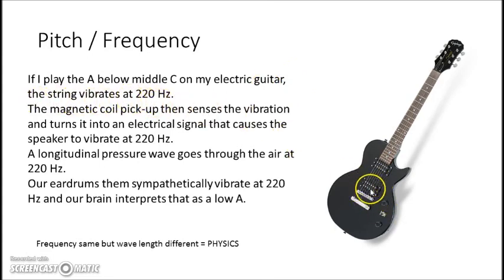Then the magnetic coil pickups here sense that, and they turn it into an electrical signal, which then goes to a speaker, and the speaker vibrates at 220 Hz. Then a pressure wave goes through the air at 220 Hz, which hits our eardrums, and then our eardrums vibrate at 220 Hz, which our brain then interprets as an A. All these vibrations look different, but that's physics. We'll just stick to the maths part.